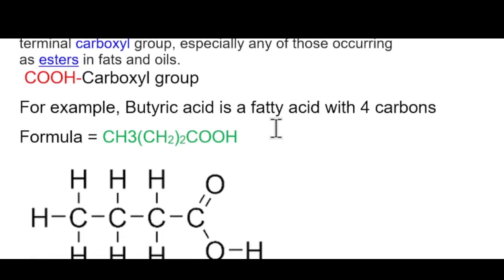Here below I have given the formula of butyric acid. Butyric acid is a fatty acid and it contains 4 carbons, 1, 2, 3, 4, and it is a saturated fatty acid. Why it is a saturated fatty acid, I will tell you later. Here you see CH3. This first one is a methyl group. Next are CH2 and CH2. The last one is the carboxyl group, COOH.